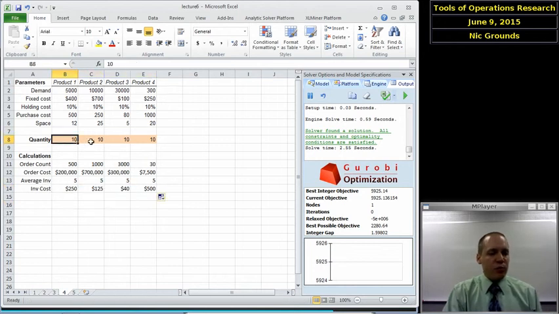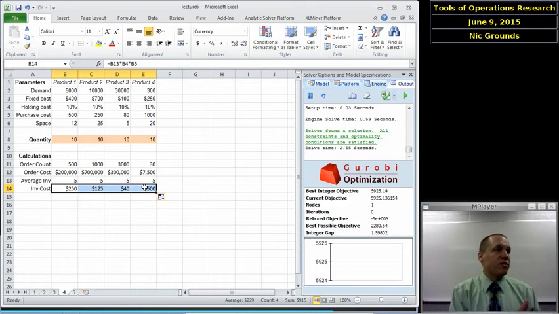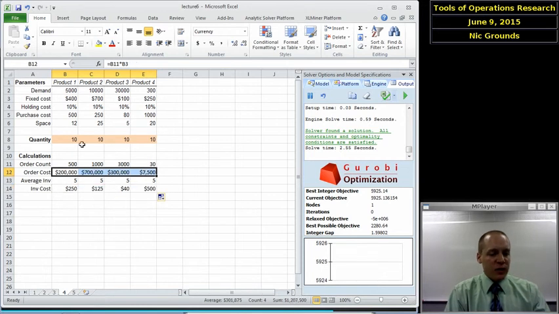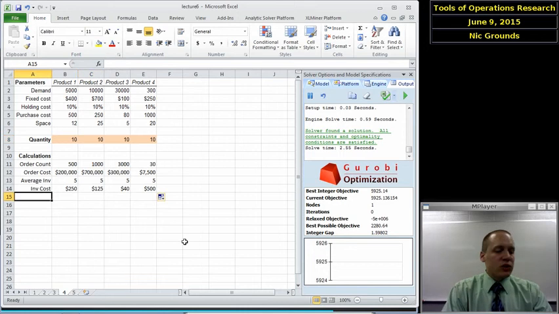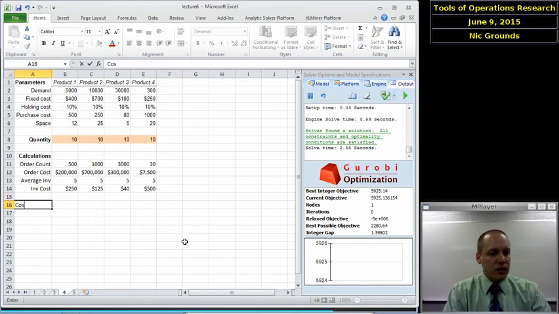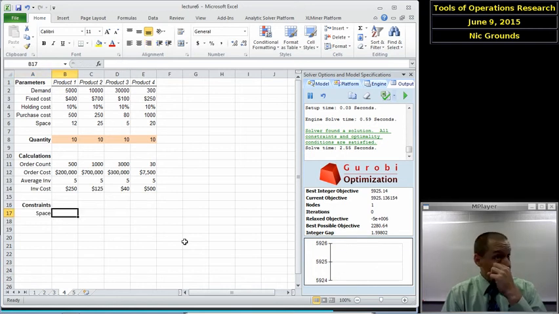So by ordering very few products at a time, we have very high ordering costs, but very low inventory costs, right? Because we have very little inventory on hand. So the inventory costs are very low, the ordering costs are very high. We need to strike a balance between those by picking better quantities to order each time. However, we also have to be mindful that we have a constraint on space. That is, we only have so much space to accommodate each of these.